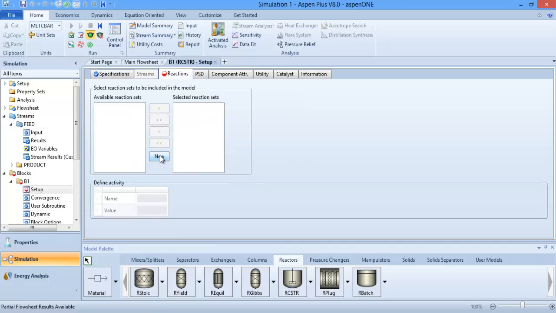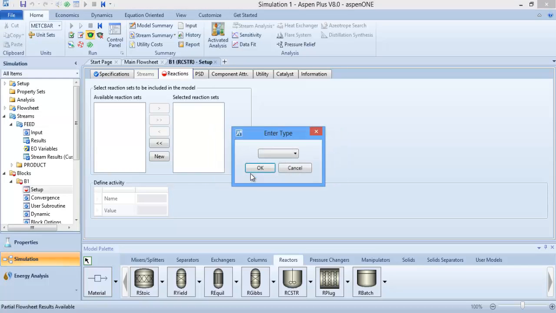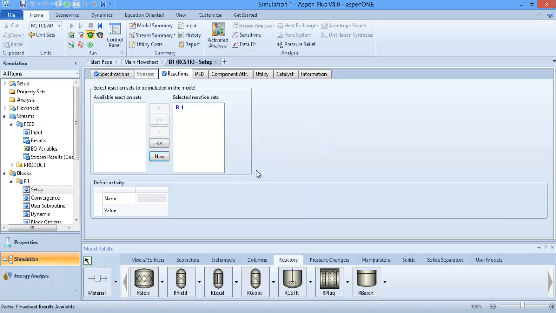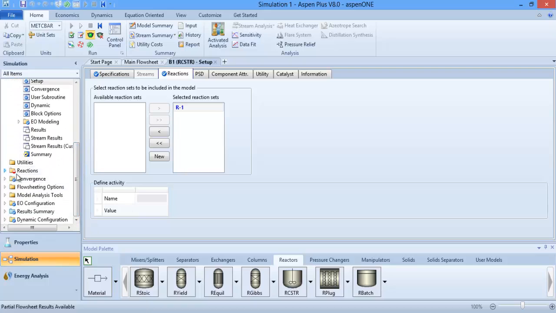We know how to do that from our steady state evolution. New, and we can add the name, and we are going to be using power law. Okay, I can rename this, or we can leave it like that and continue. Aspen Plus renames it. Then we are good to go. The next thing now is to go and define the reaction.